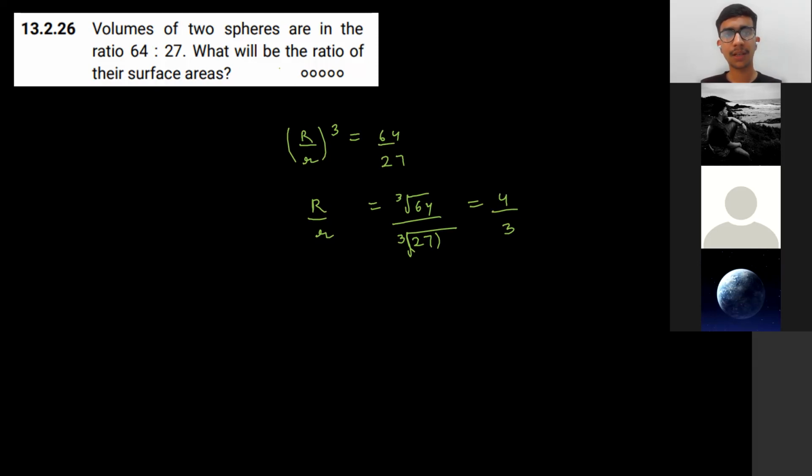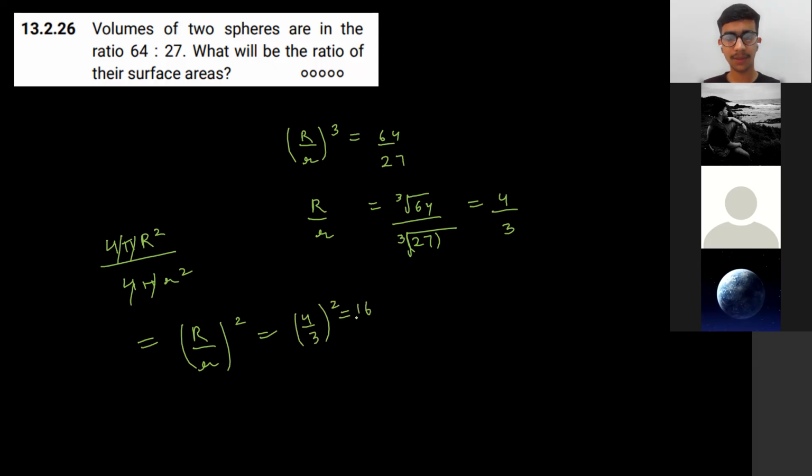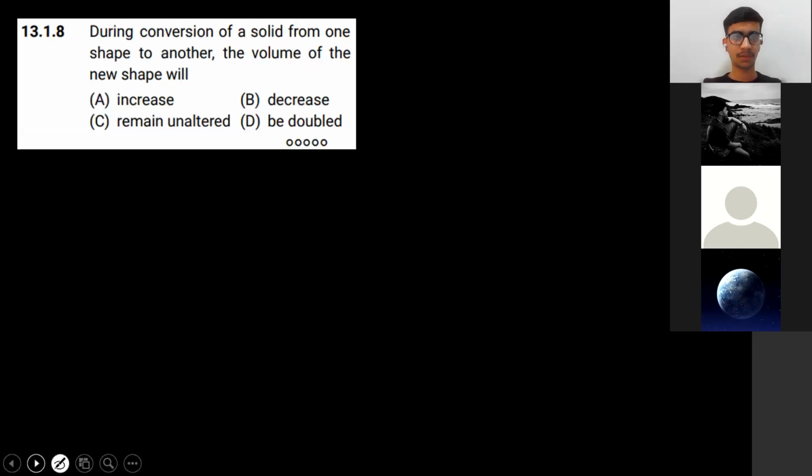Now you have to calculate the ratio of the surface areas. So surface areas are 4 pi capital R square divided by 4 pi small r square. 4 pi cancels out. That's R by r the whole square. So this is 4 by 3 the whole square, which is 16 by 9. So this comes out to be 16:9. Yeah, that's a very important concept.